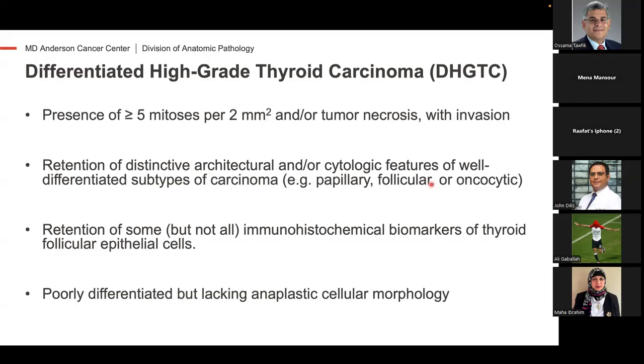On these differentiated high-grade thyroid carcinomas, you'll still have PTC nuclear features, oncocytic features, follicular features. You'll still have that. You'll also lose TTF1 and thyroglobulin. PAX8 is positive, and they lack the anaplastic features, so they don't look ugly like an anaplastic thyroid carcinoma.